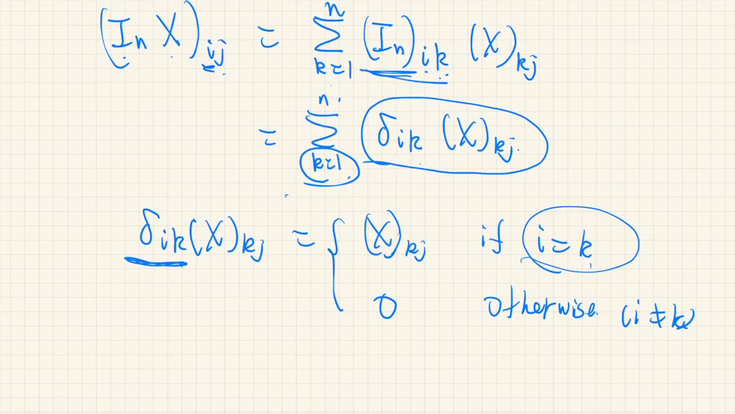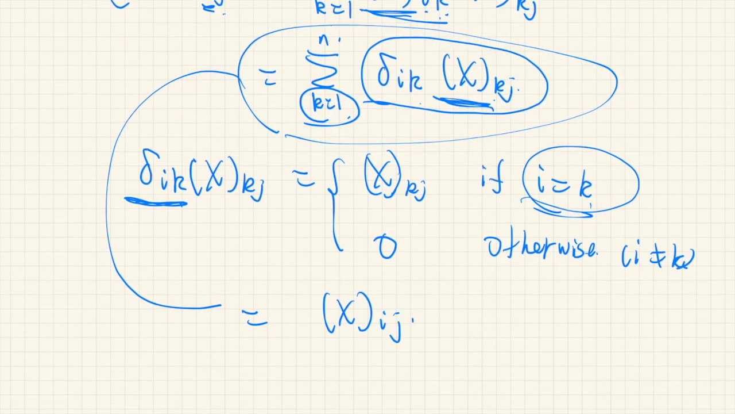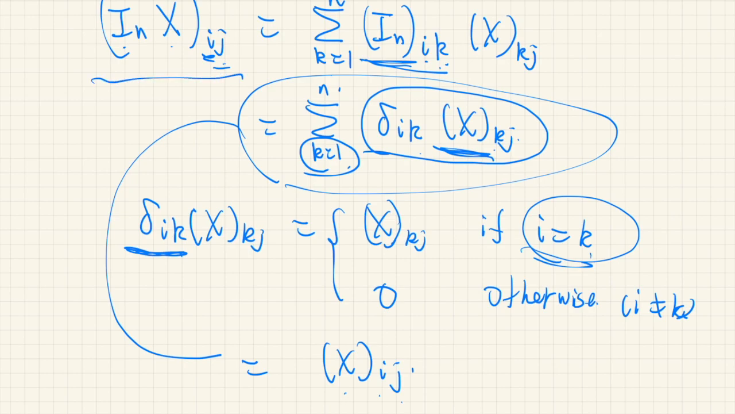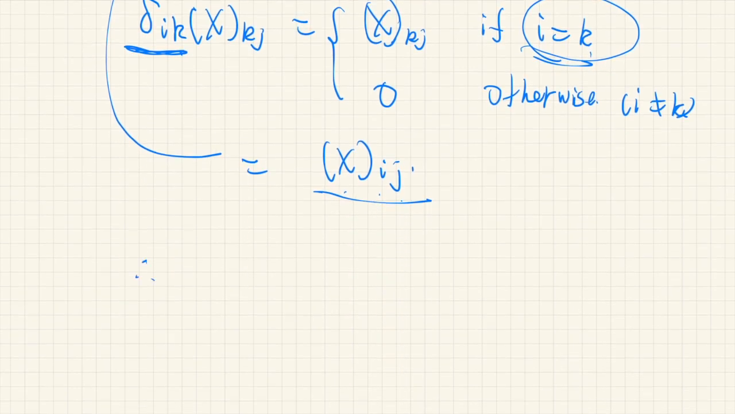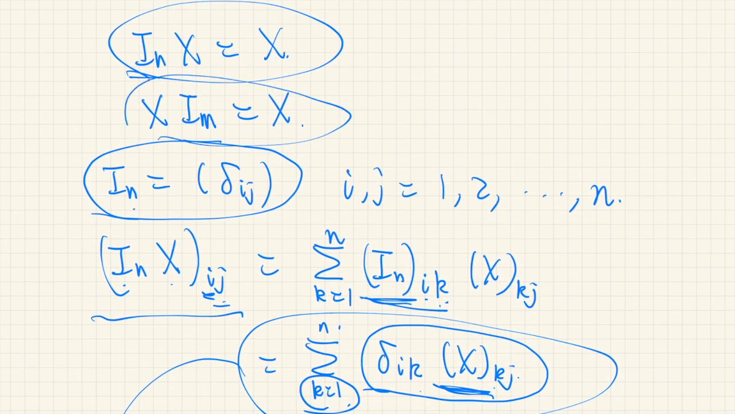So this summation here is equal to x, when k is equal to i, so we have x_ij. So k is gone. This means this is just the ij element of the matrix X. So for any ij, we have this equal to this. Therefore, I_n X is equal to X. And we are done. In a similar manner, let's prove the second equality, this one.